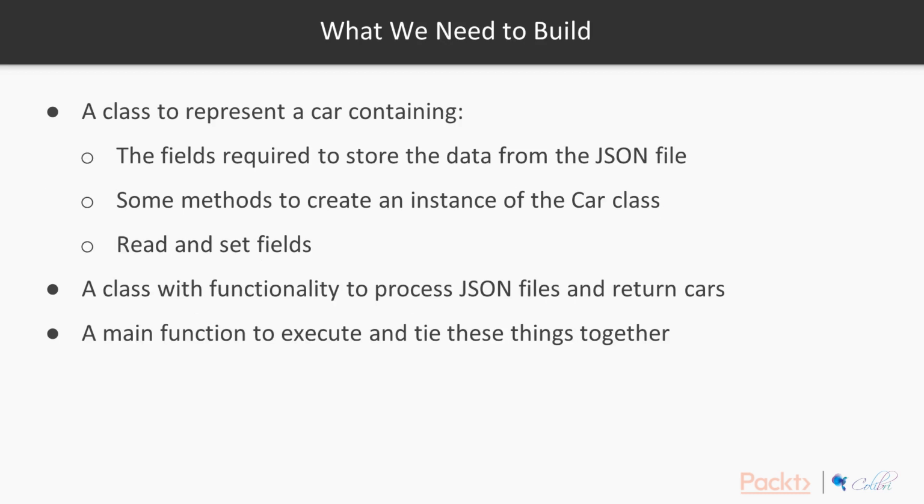So what do we need to build? Well, firstly, we need a class to represent a car, containing the fields required to store the data from the JSON file, along with some methods to create an instance of the car class, as well as read and set fields on it. We also need a class with functionality to process JSON files and return cars, along with a main function to execute this and tie these things together. So let's go and take a look at the code.